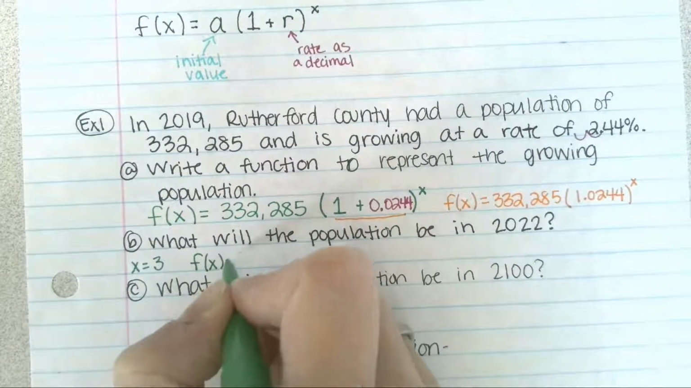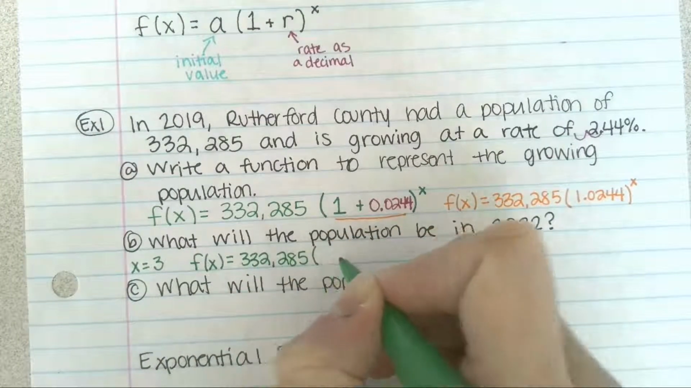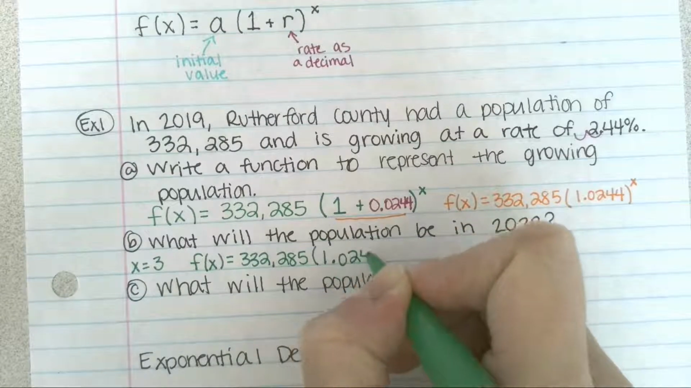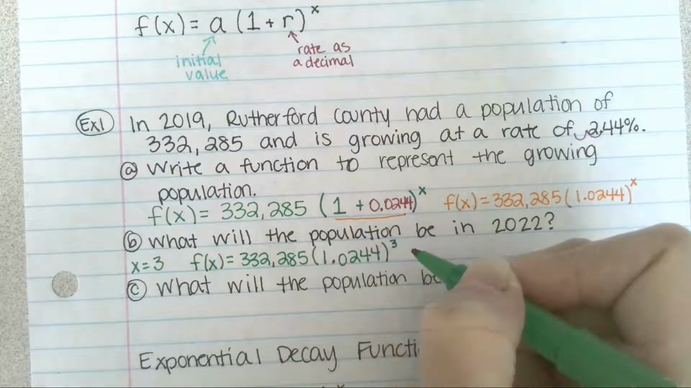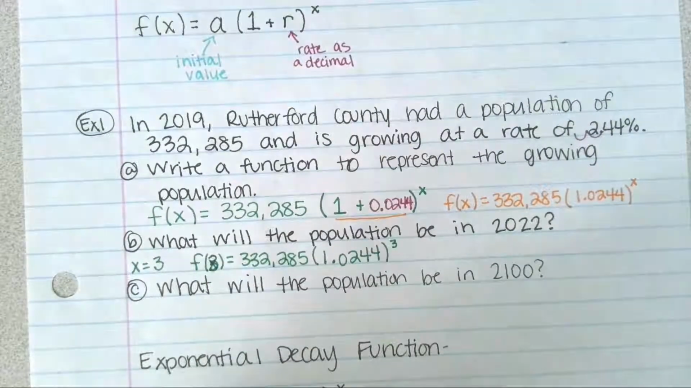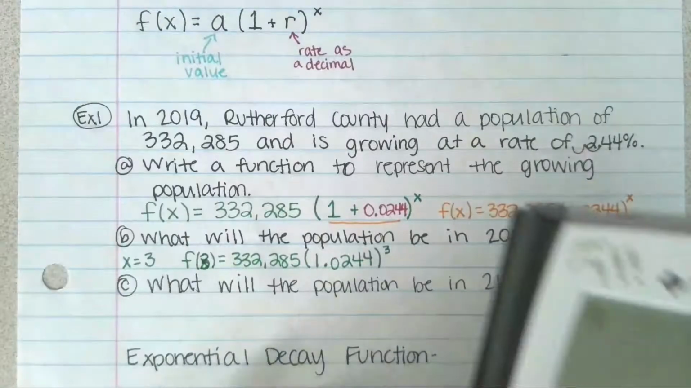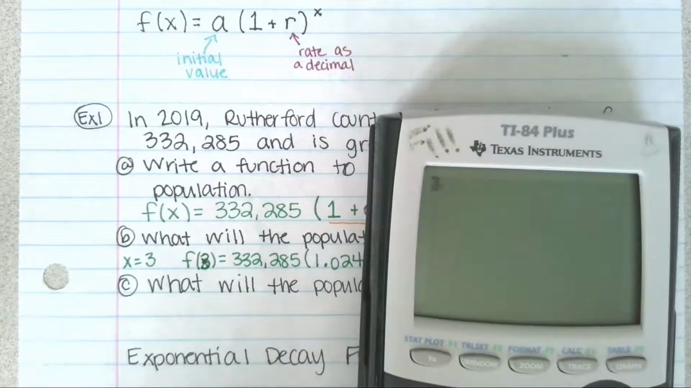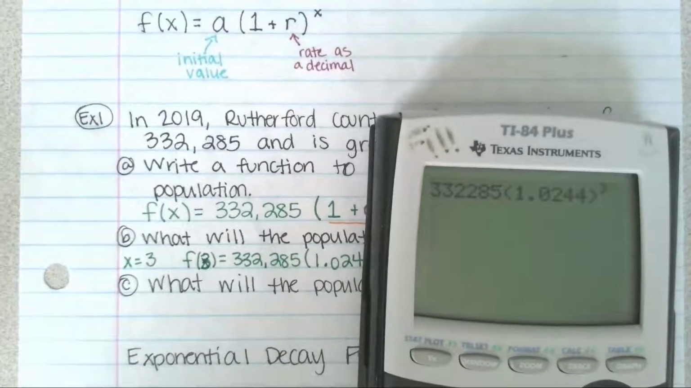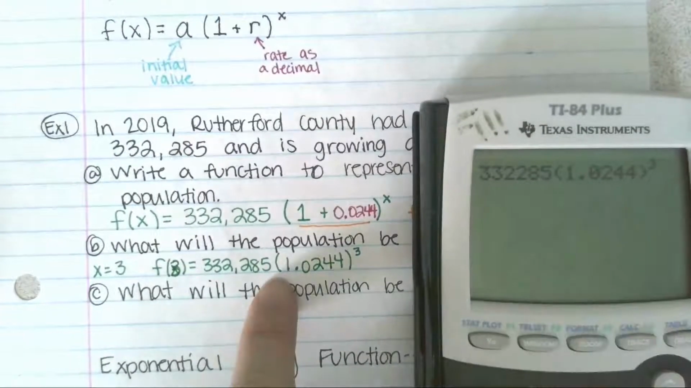So I'm going to write out f of x equals 332,285 times 1.0244, now raised to the third power. Oh, this should have been a 3 in here, f of 3, because we are evaluating at 3. Now I'm going to grab my calculator, and I'm going to put that in exactly the way that you see it. So 332,285, parentheses, 1.0244, close parentheses, raised to the third power. Now this looks exactly the same as that. And I'm going to press enter.